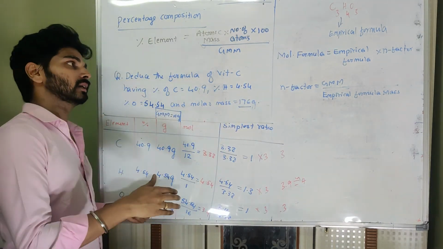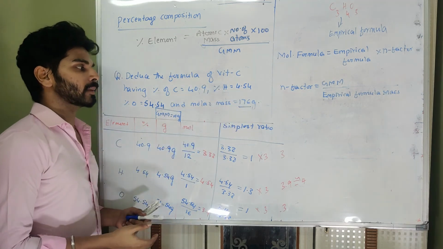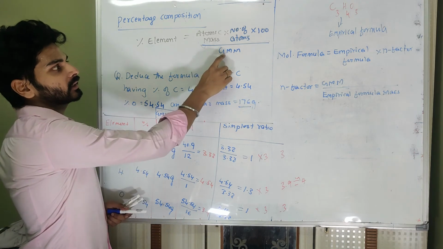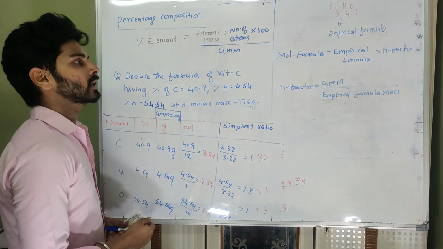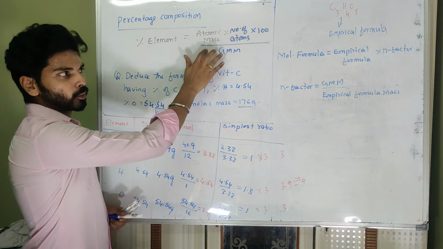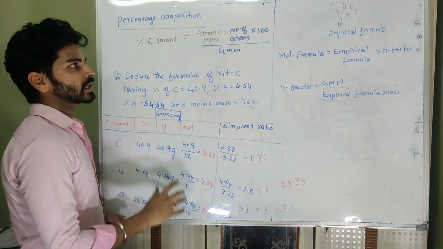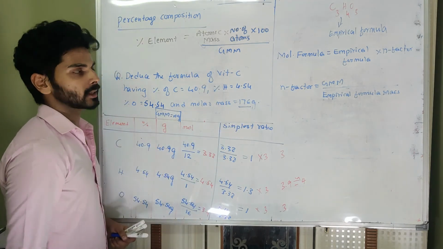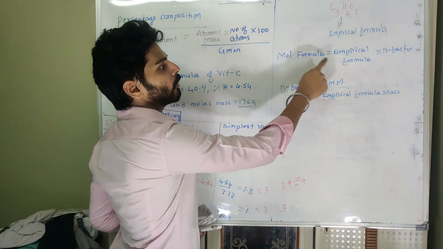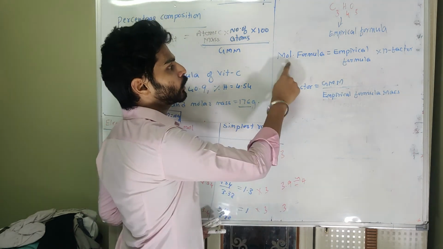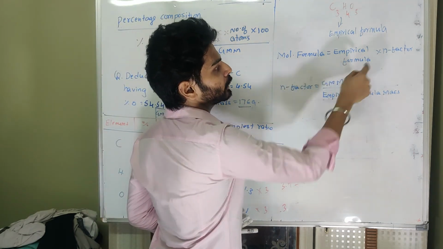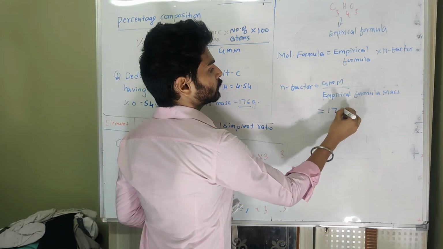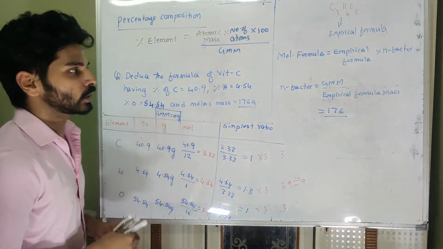The earlier method, if the 176 gram molecular mass is not given, then we cannot calculate. Why? Because in that formula we have to substitute the gram molecular mass. So without this, we cannot use that formula to get the molecular formula. But in this case, we can at least reach till the empirical formula, because till now we have not used 176. But to get the exact molecular formula, there is one equation: molecular formula equals empirical formula into n factor, where n factor is equal to gram molecular mass, that is 176, divided by empirical formula mass.